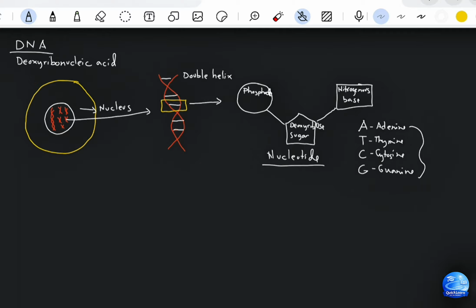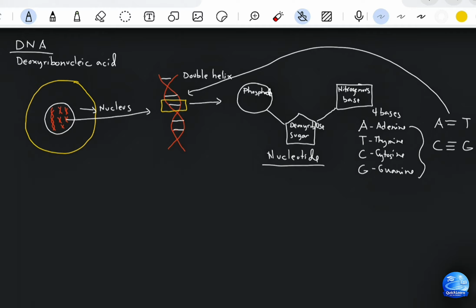Now, these bases follow a very specific rule. A always pairs with T, and C always pairs with G. Let me draw that. A over here. T over here. C over here. G over here. They pair up every single time, no exceptions. Now, imagine these letters arranged in different orders. The same way letters form words and words form sentences. DNA bases form biological instructions, and those instructions are called genes.